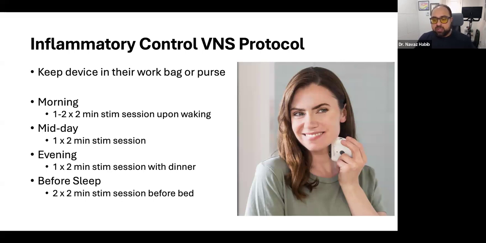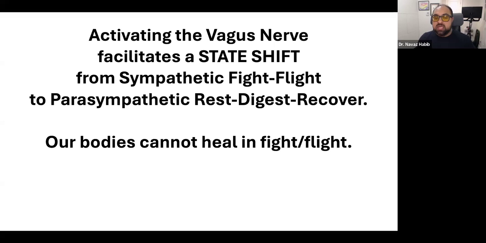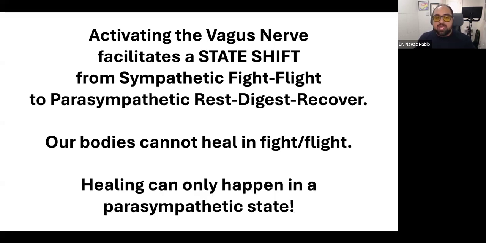I want to end with a couple little things here. Number one, activating the vagus nerve facilitates a state shift from sympathetic fight or flight to parasympathetic rest, digest, and recover. The most important thing that I can share with anybody out there is that our bodies cannot heal when we're stuck in fight or flight. Healing can only happen when we are able to enter a parasympathetic state.